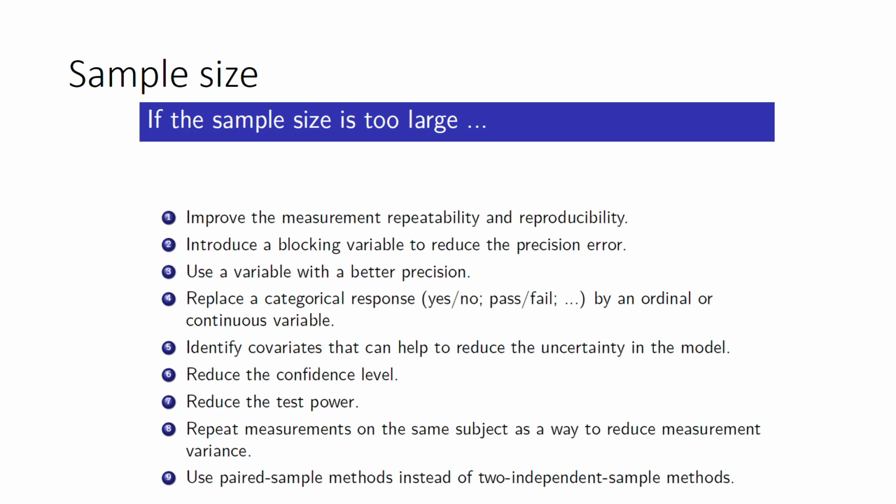So for instance, if I can do it so that the same animal is its own control, by making measurements before and after the treatment, or left ear and right ear, then I may reduce the sigma, the variability of my observations, and then my sample size will be smaller.